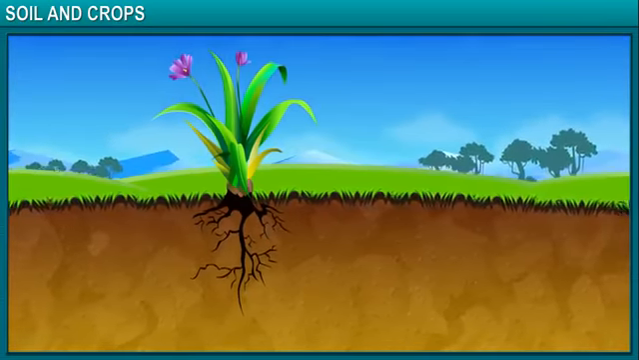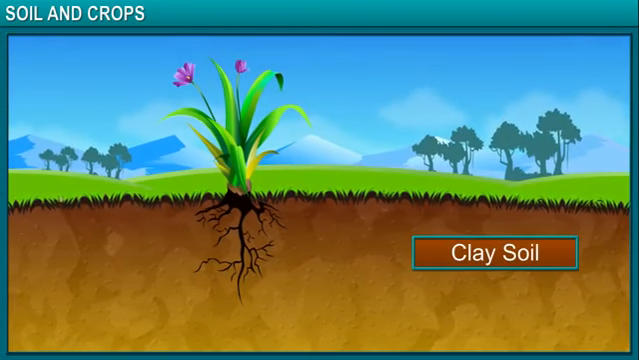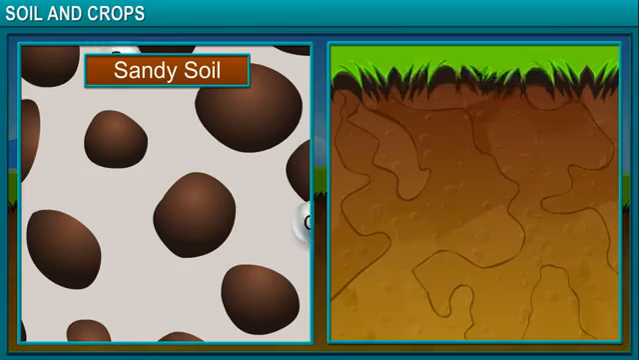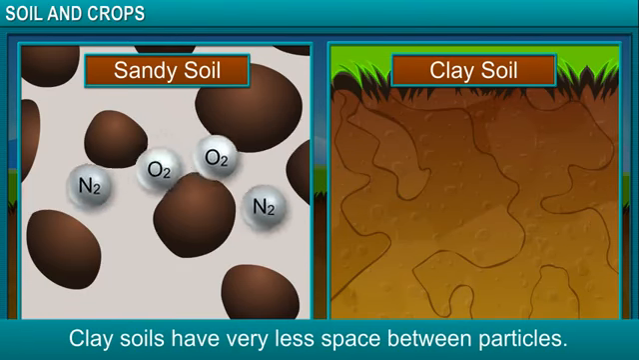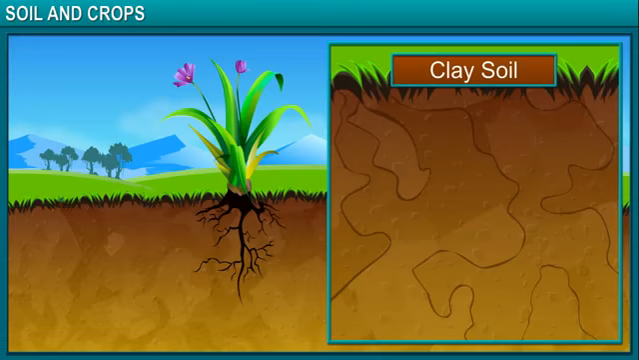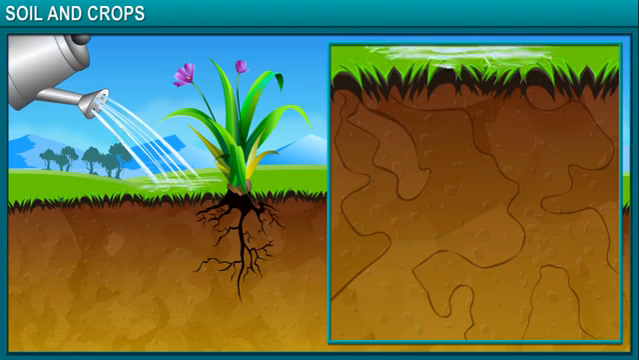The next type of soil is clay soil. It is made of a relatively high proportion of fine particles. Unlike sandy soils, these soils have very less space between particles. Because the particles are smaller in size, water can be trapped in the tiny gaps between them. Clay soils are heavy and hold more water.